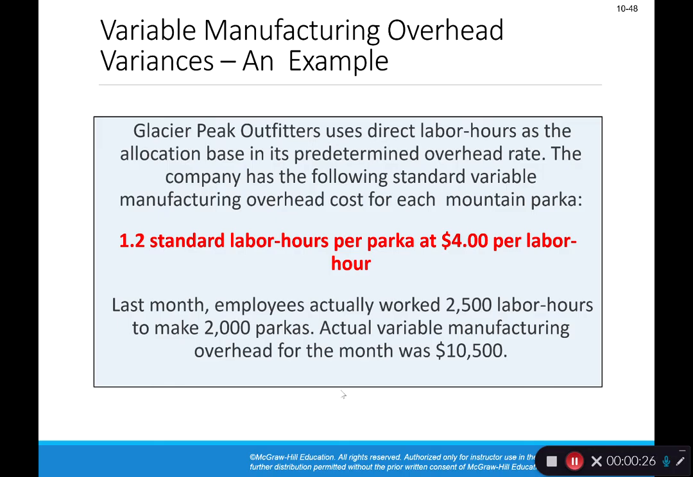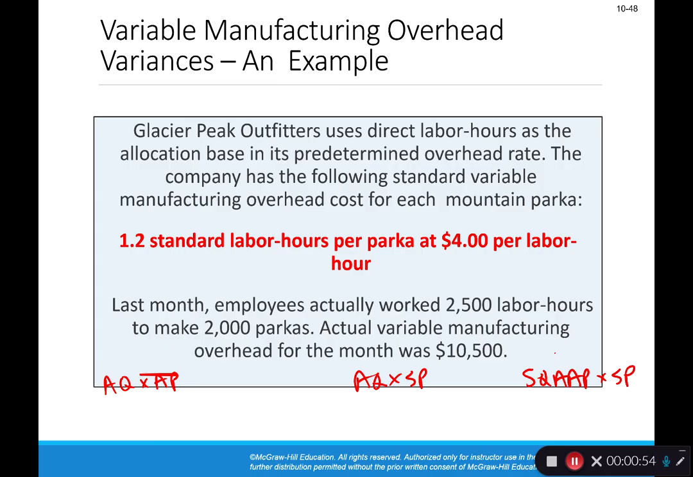And they have the following standards: 1.2 standard direct labor hours per parka at $4 an hour. And then they actually worked 2,500 hours to make the 2,000 parkas. And actual variable overhead was 10,500. We're going to set it up with our same wonderful 3-column approach: actual quantity times actual price, actual quantity times standard price, standard quantity allowed for actual production times standard price.